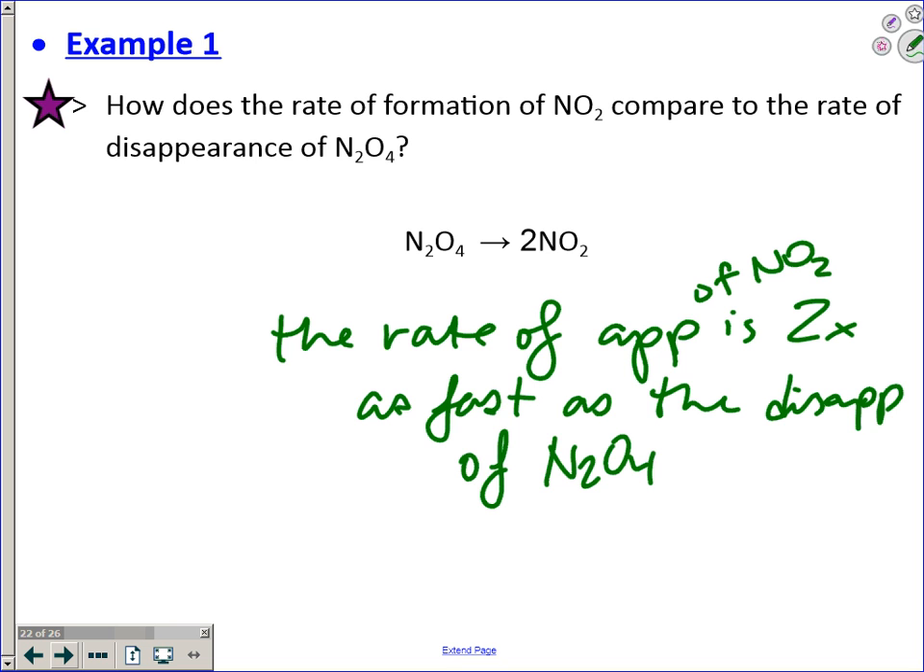All right, so that's just a verbal explanation of what the coefficients represent. Thumbs up when you're okay with that. It makes sense because we know what mole ratios are supposed to represent. So we're looking at the 1 to 2 ratio and identifying the rate of appearance and disappearance.